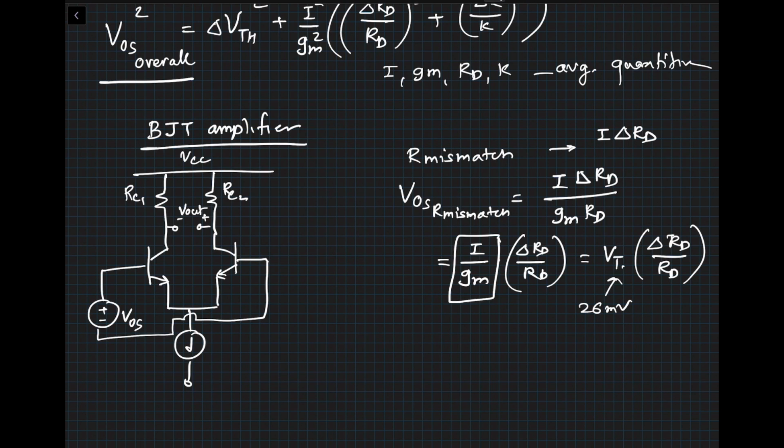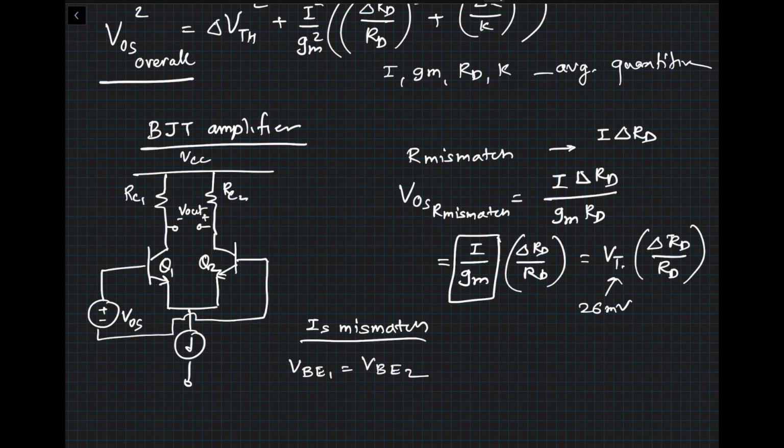What's the other parameter where you can have mismatch? You have these two transistors Q1 and Q2. You could also have mismatch in the area of the two bipolar transistors. That would manifest itself as a saturation current, IS mismatch. So how do we deal with this? When we apply the same VBE, or if you short the two bases together to apply the common voltage, then under that condition you will have VBE1 equal to VBE2, and we'll figure out the difference at the output, and then we'll divide by the gain.